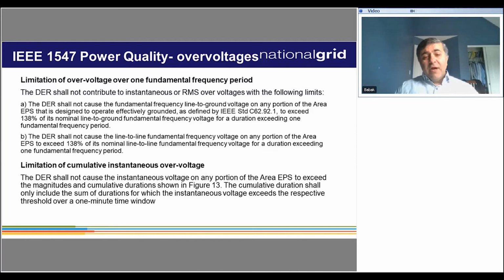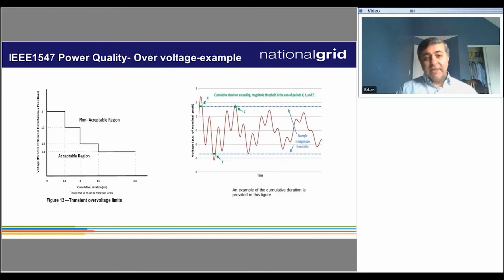The other requirement in terms of voltage is called transient overvoltage. So the limitation on the cumulative instantaneous overvoltage. So I'm going to actually move to the next slide. I can explain this better here.